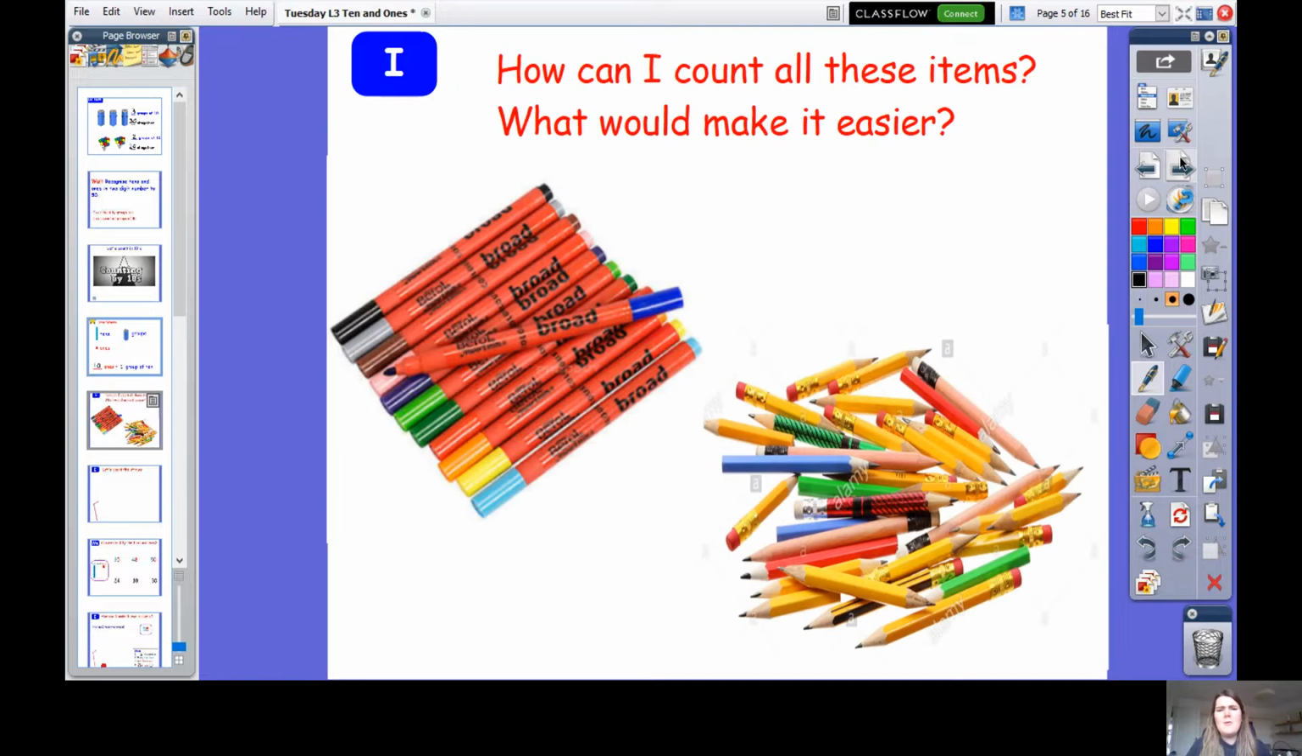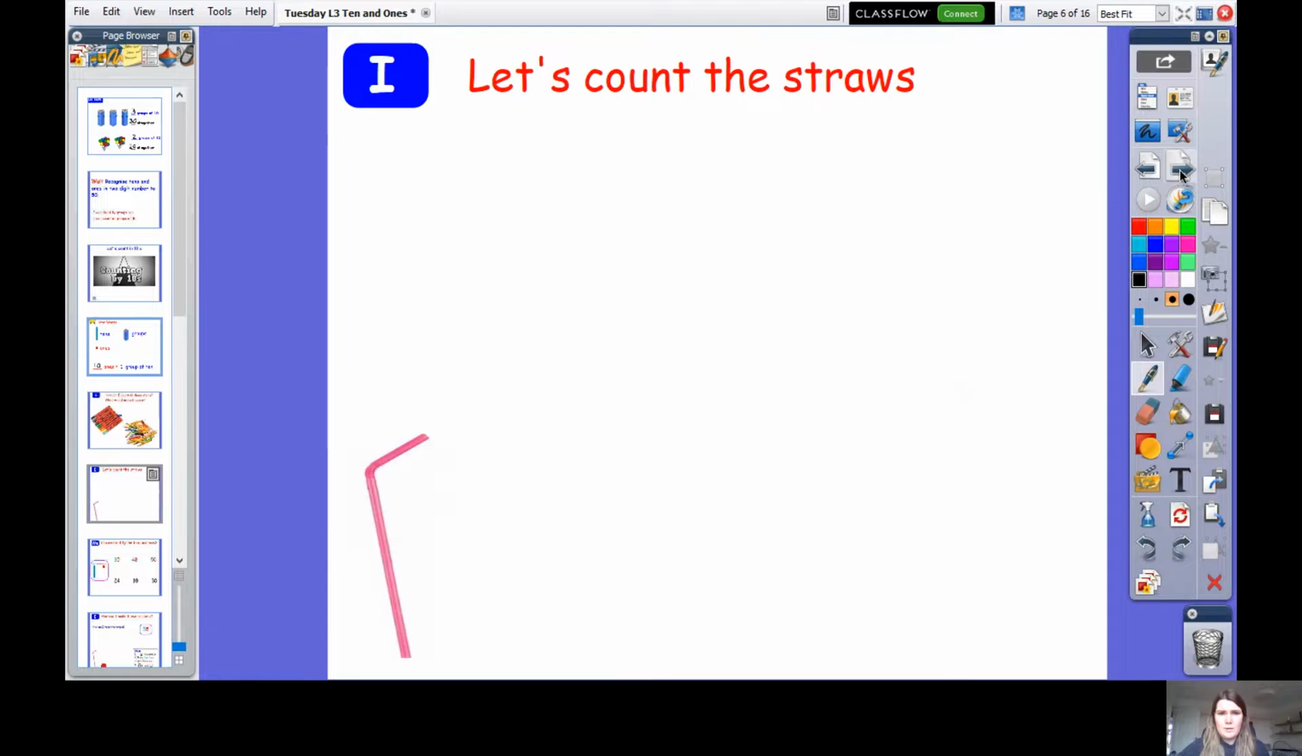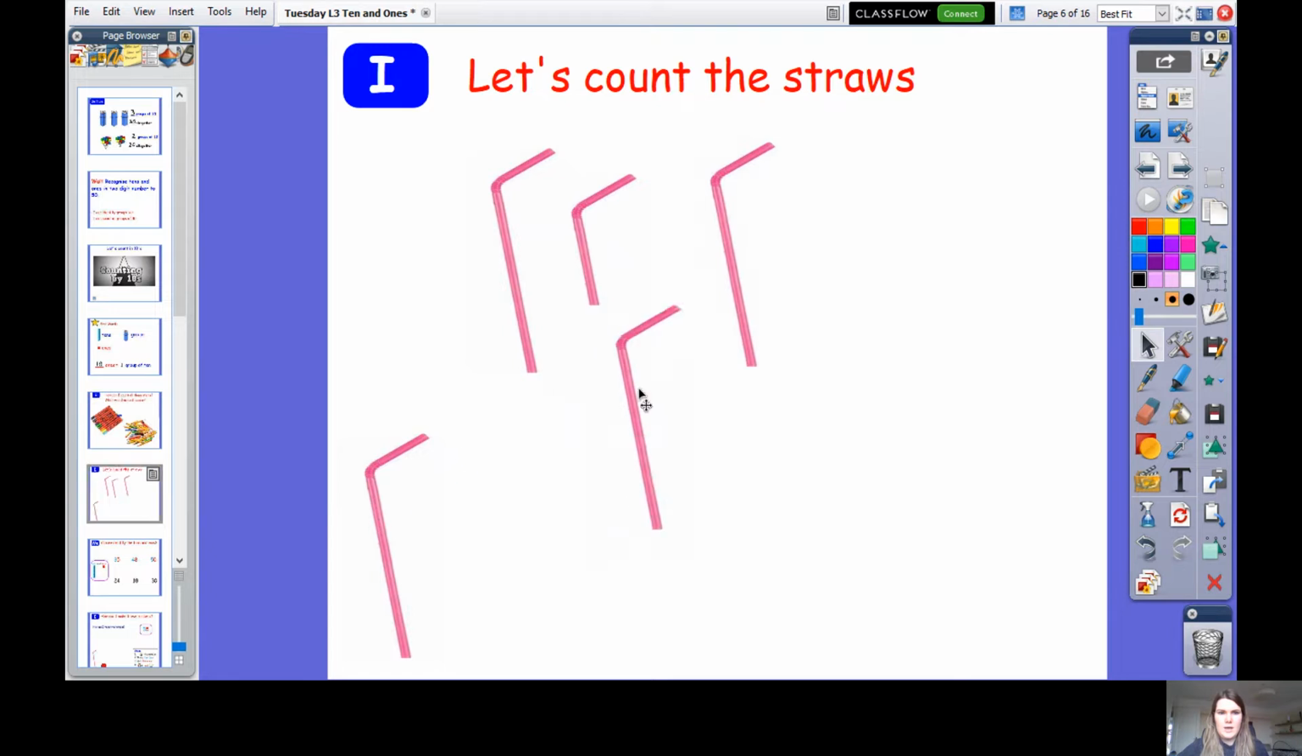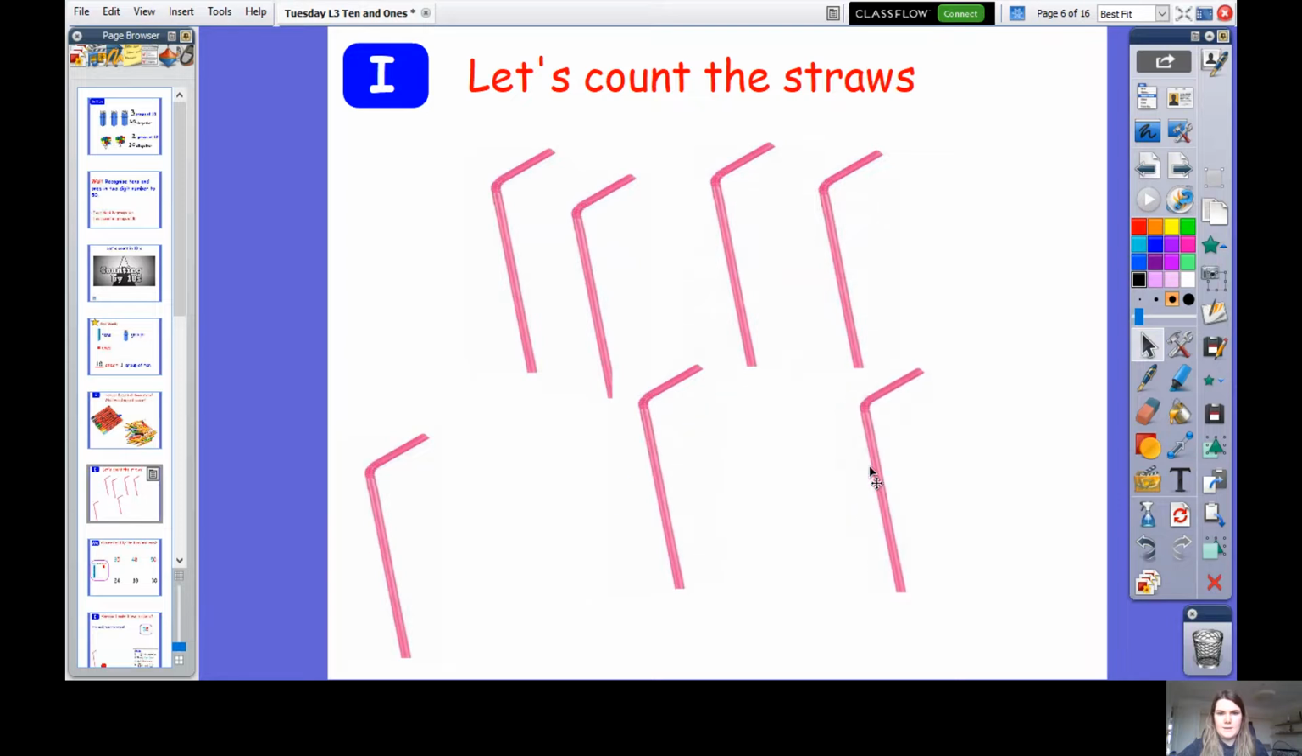So if I want to count all of these items, it's so tricky to do. So the best thing to do is to put them in groups of tens and then leave the ones to one side to count. That is the easiest way to count them all. So I'm going to have a go counting some of my items. Now, firstly, I want to count some straws. So I'm going to bring out some straws. I'm going to bring 1, 2, 3, 4, 5.